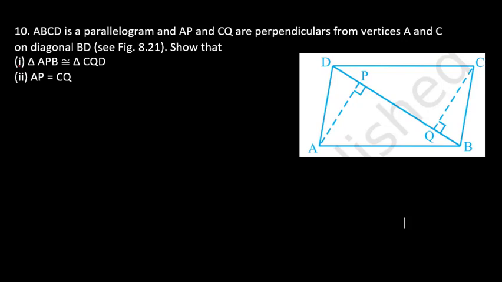So ABCD is already a parallelogram. As ABCD is a parallelogram, what I observe is that angle ABD or ABP, this angle, and angle CDB, this angle, are going to be equal. Also, side AB is equal to side CD, since opposite sides of a parallelogram are equal. So one angle we have proved, one side we have proved.